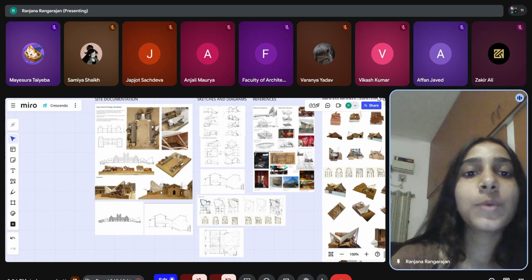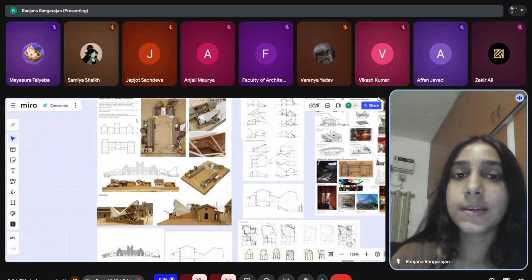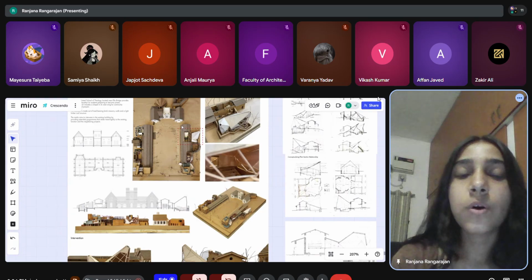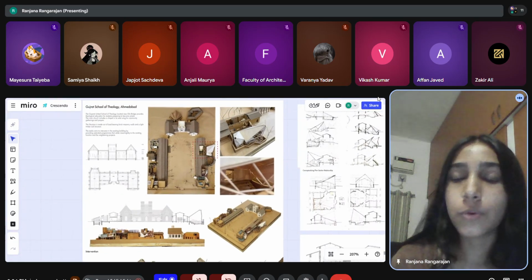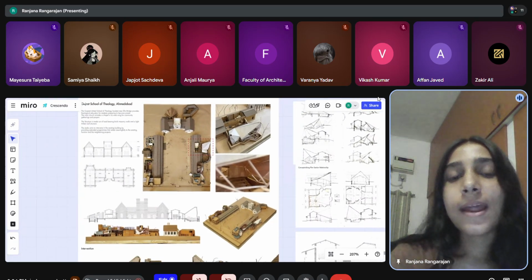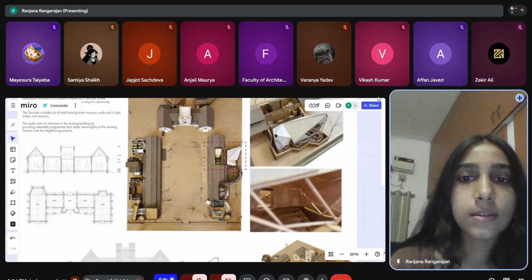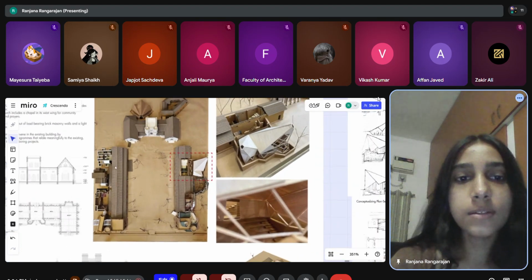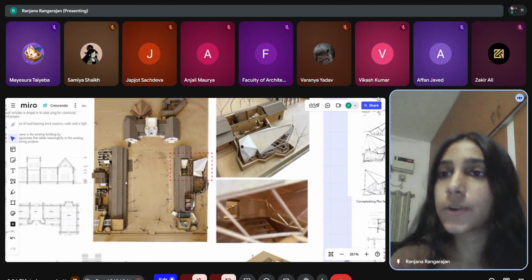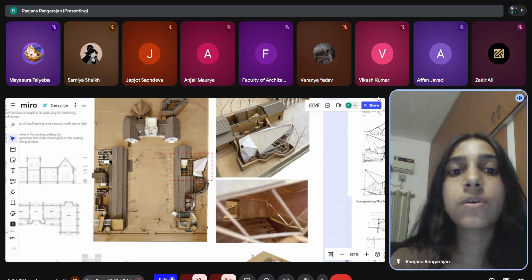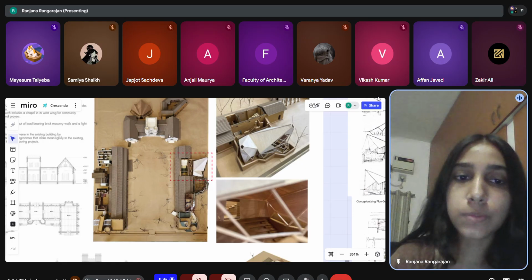So in our studio, we documented a site, an existing building in Ahmedabad. It's called the Gujarat United School of Theology. And as you can see in this model, the existing building had two wings of dorms and one wing with a chapel, a library, and a storeroom.